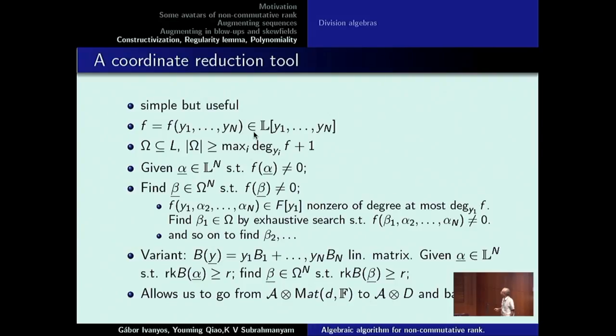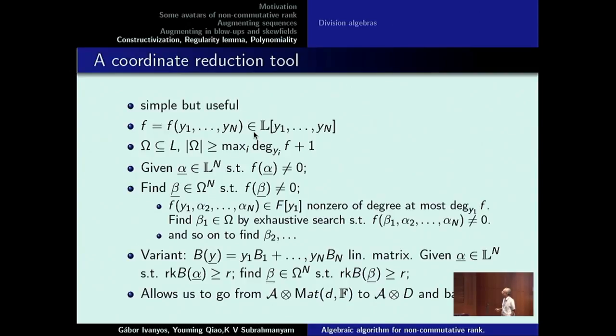You know that this is non-zero because, when I think, here is the alpha that you started off with. Plug in alpha 2 to alpha n, and look at this polynomial in a single variable y1. Now your field size is large enough, your set omega is large enough, so that not all choices of y from omega will kill this polynomial. So you will actually find a y in this set for which this is non-zero.